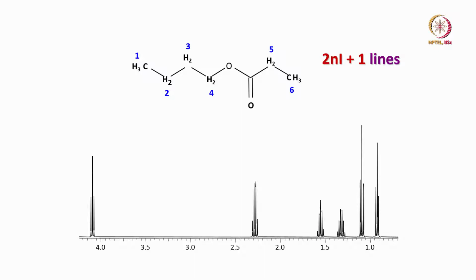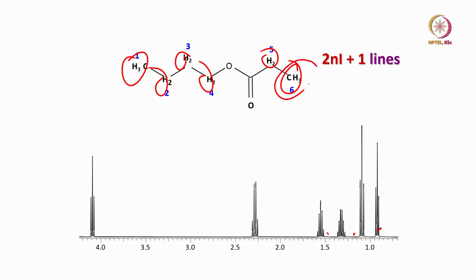Very simple spectrum. There are 6 groups of protons here: 1, 2, 3, 4, 5 and 6. There should be 6 groups of peaks. You can see here, there are 6 groups of peaks. Now go by the multiplicity pattern. That's what I just now said.